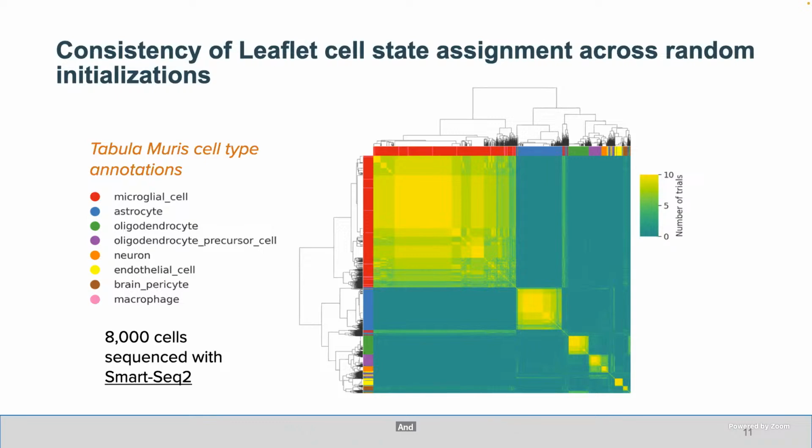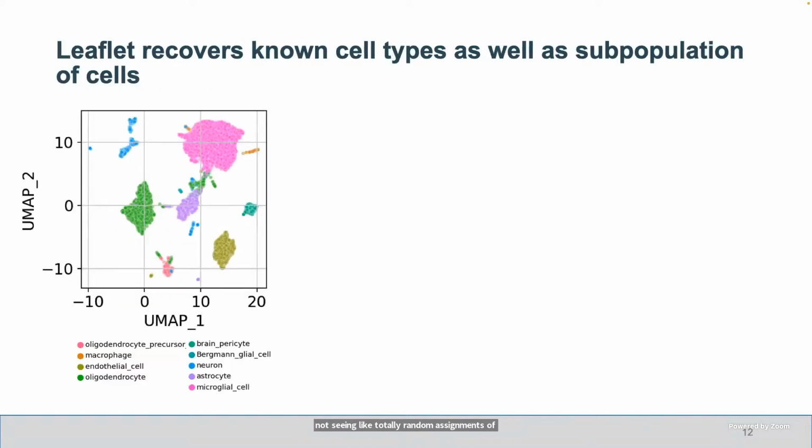It is quite nice to see that overall the cells do cluster together in these big yellow blocks, which also correspond to the predefined cell type that they're coming from. So the overall structure makes sense, and luckily we're not seeing totally random assignments of cells. So that's good. But what else can we learn using Leaflet?